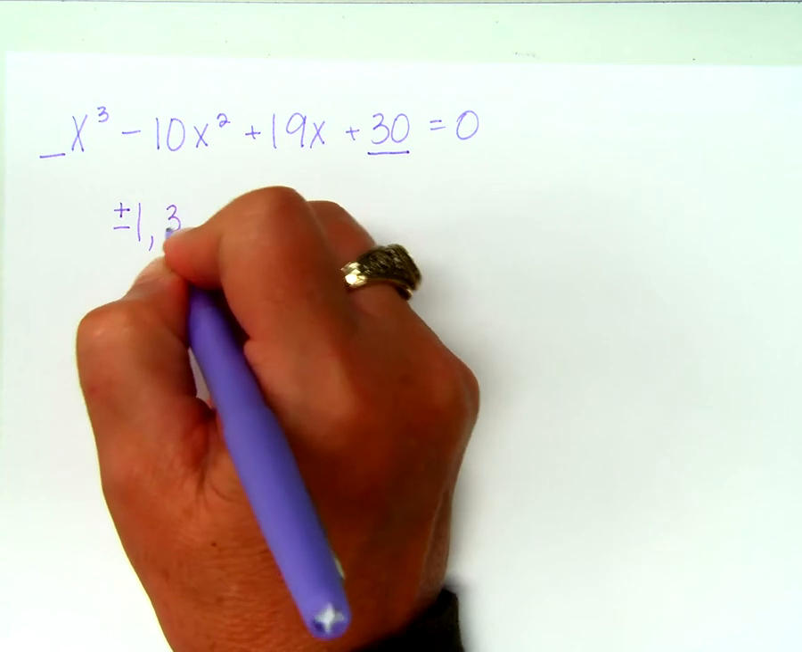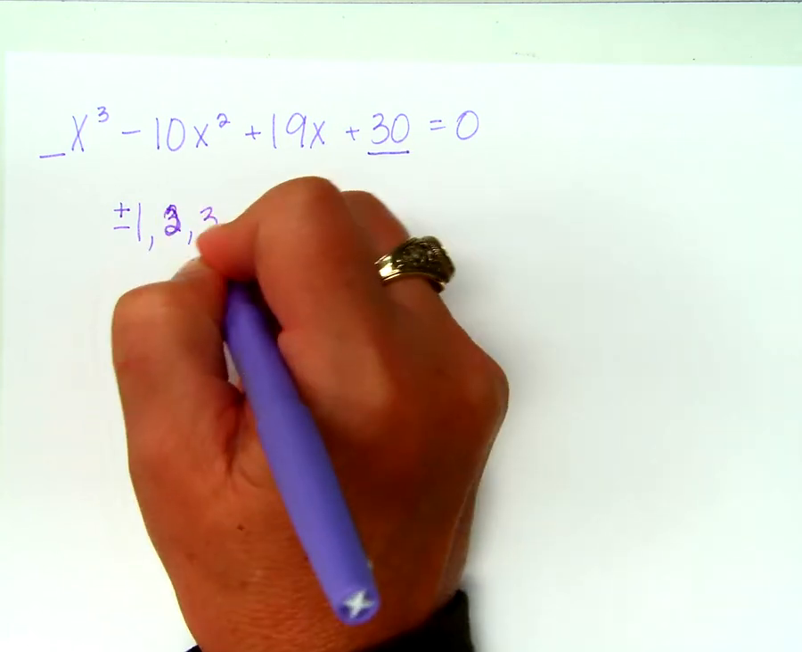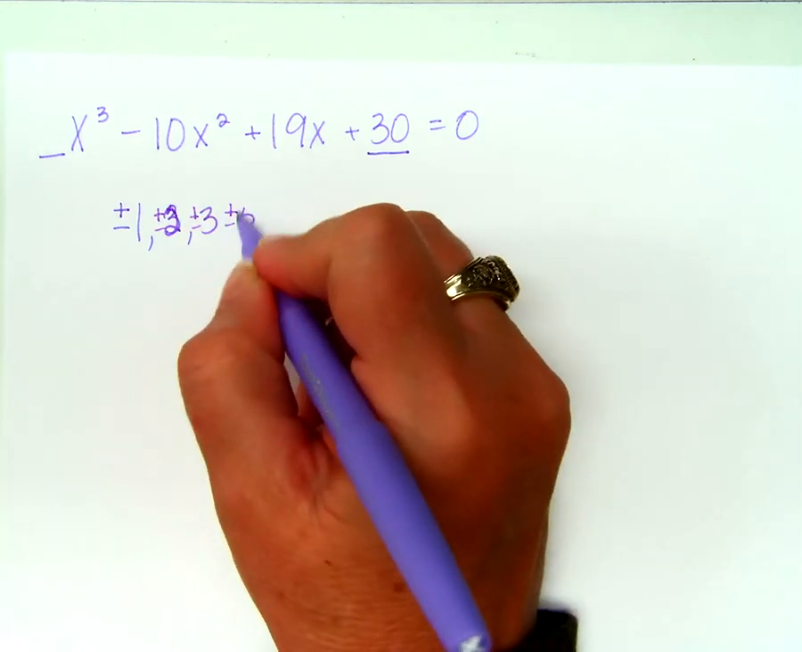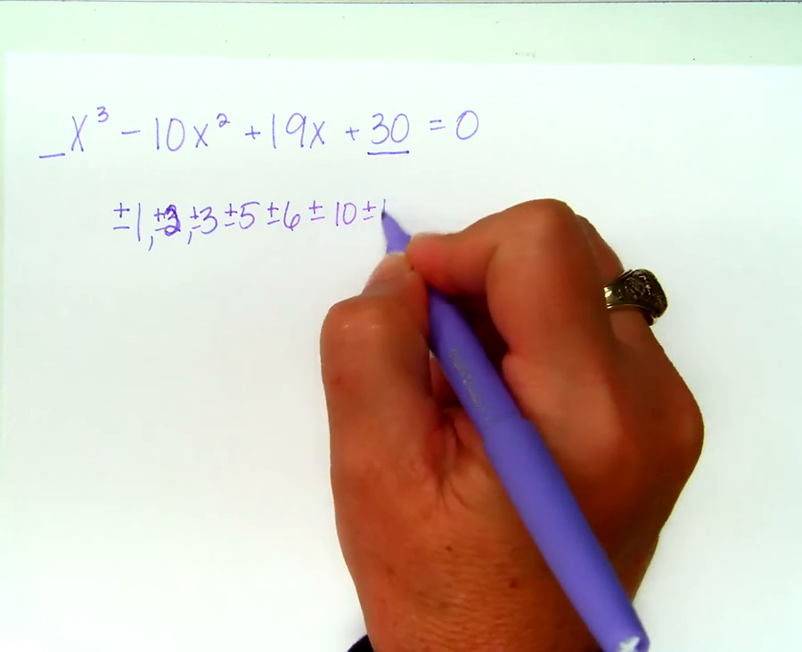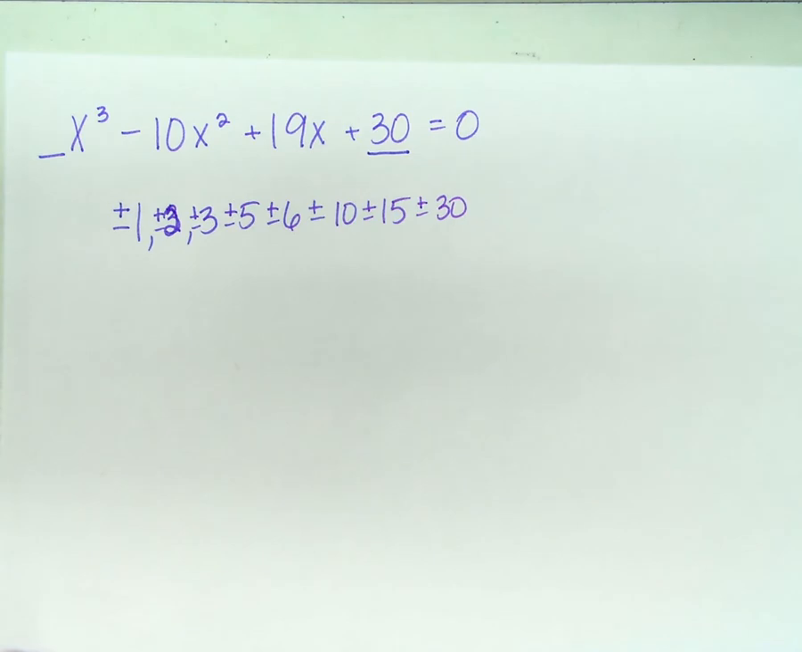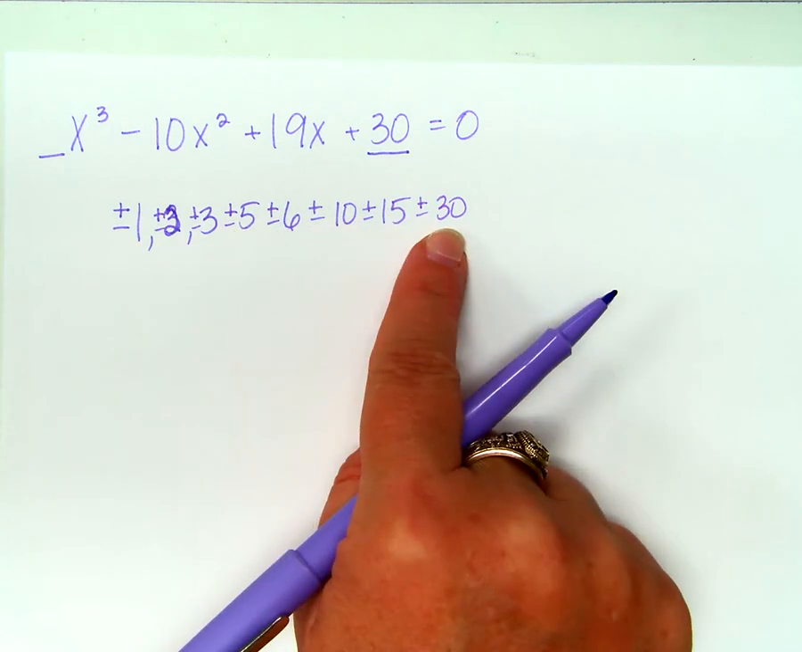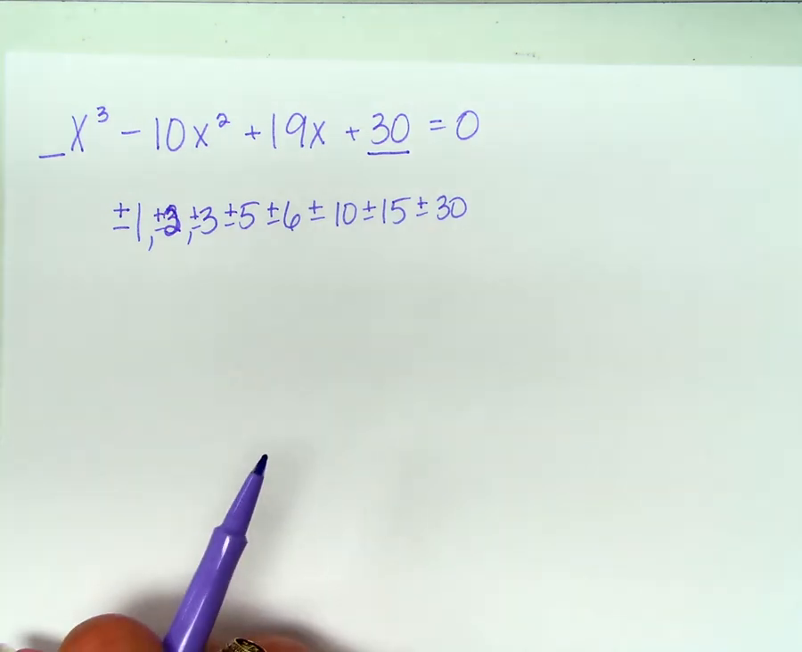1, 3, 2. How about 2? 3, 5 and 6, and then 10 and 15 and 30. 2, 4, 6, 8, 10, 12, 14, 16. 16 is still better than infinity, right? Okay.